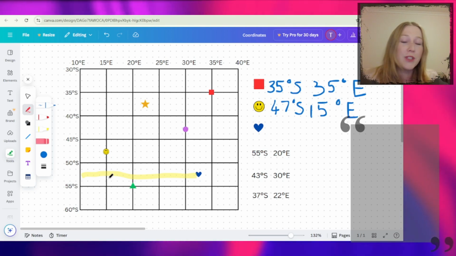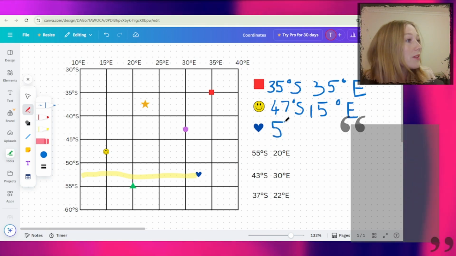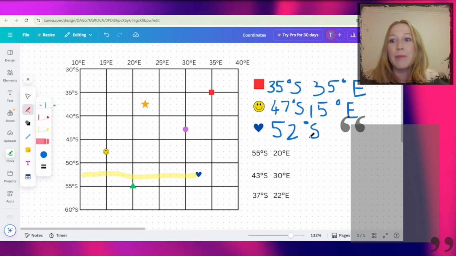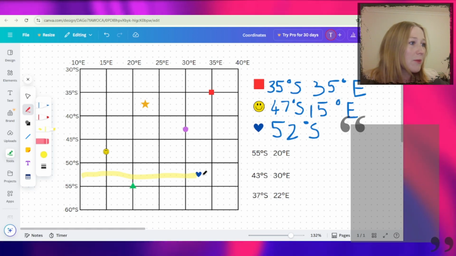Are we fine with 52 degrees south? There's always a little margin of error when it comes to reading coordinates off of a map like this. What that margin specifically is does depend on the situation and the map. Okay, 52 degrees south, and now we need to go east. So let's grab our highlighter again.